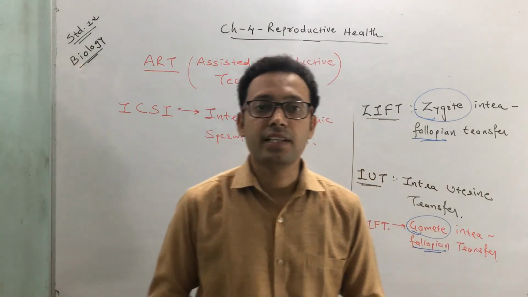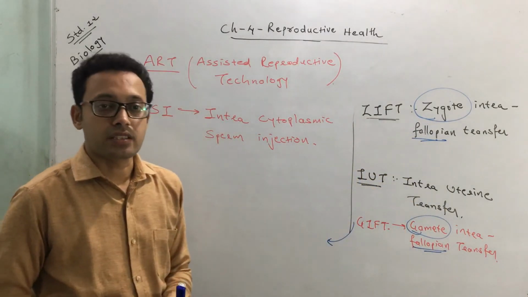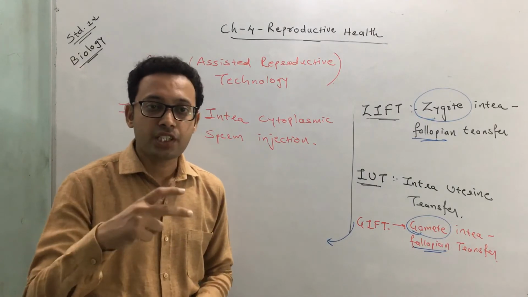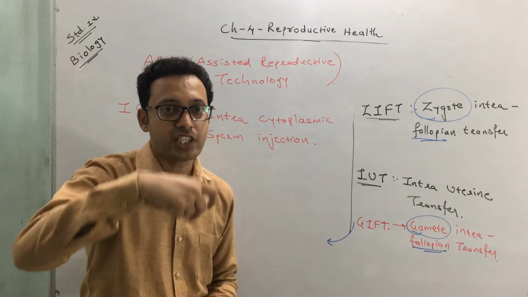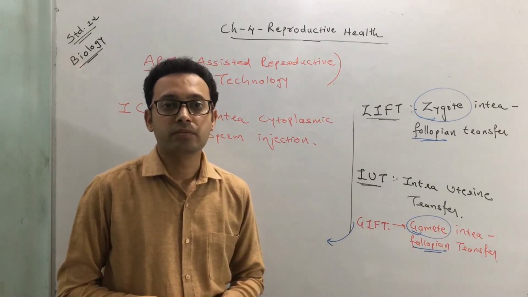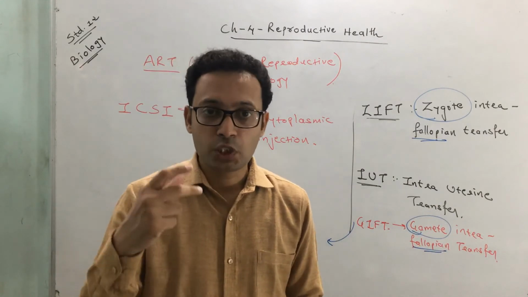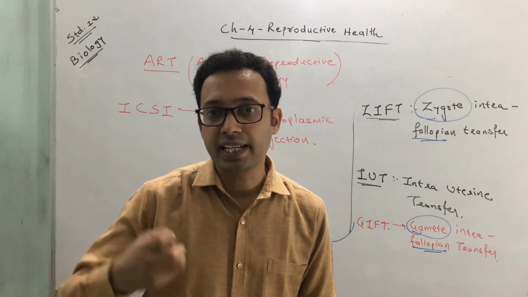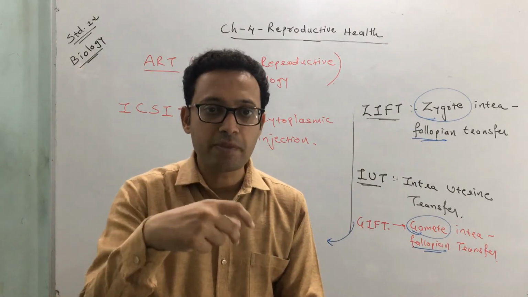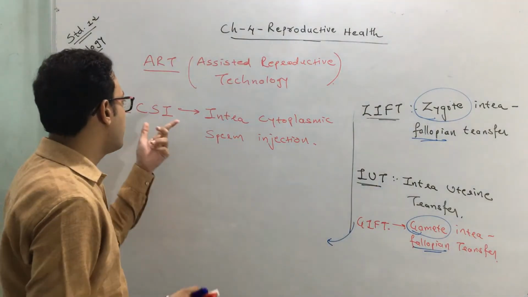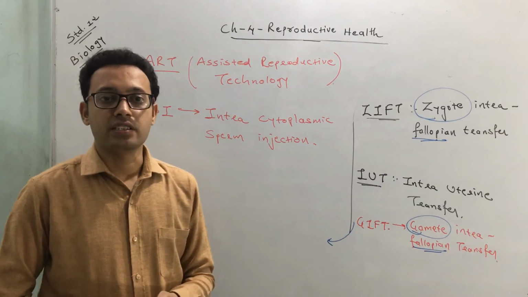What is intracytoplasmic sperm injection? Here a sperm is directly injected into an ovum. With the help of a microscope, a sample of sperm collected from a donor is injected directly into an ovum. Such a method is called ICSI, intracytoplasmic sperm injection.